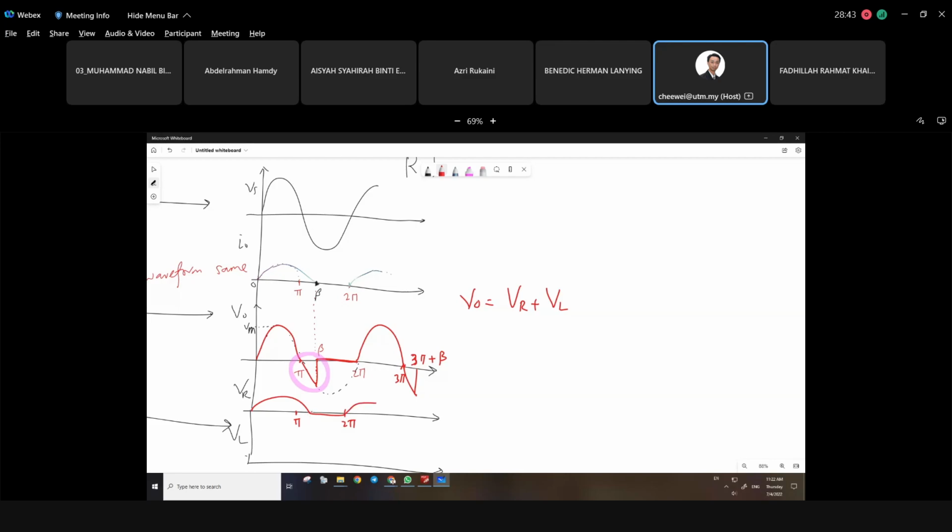Okay, what about VL? Remember what is the equation that we use to express VL? VL equals L, which is the inductor value, di over dt. Di over dt is the gradient of the current. So this current, we look at the gradient. Gradient means the slope, okay, slope. It can be positive slope and negative slope. So if it's a positive slope, we draw the positive half cycle. If it is a negative slope, we draw the negative half cycle.